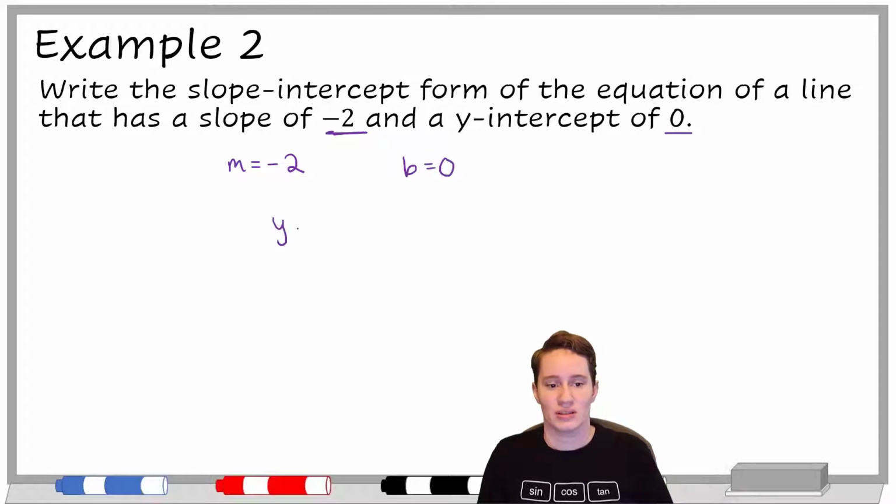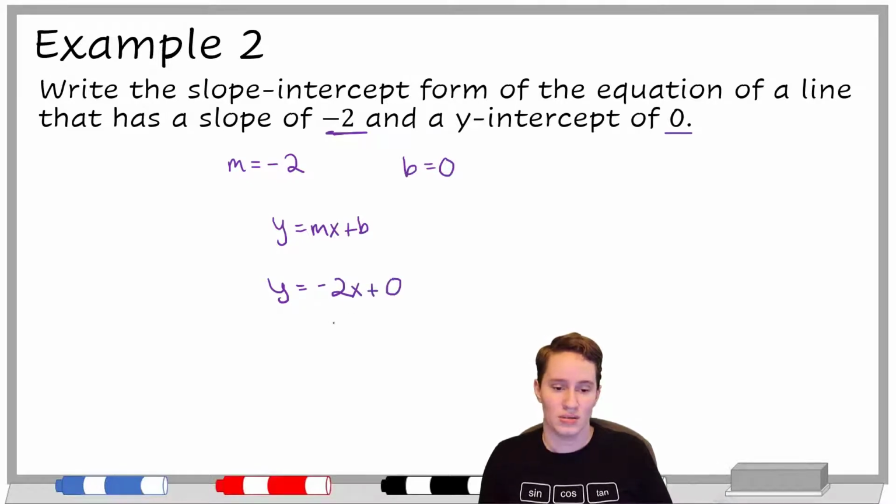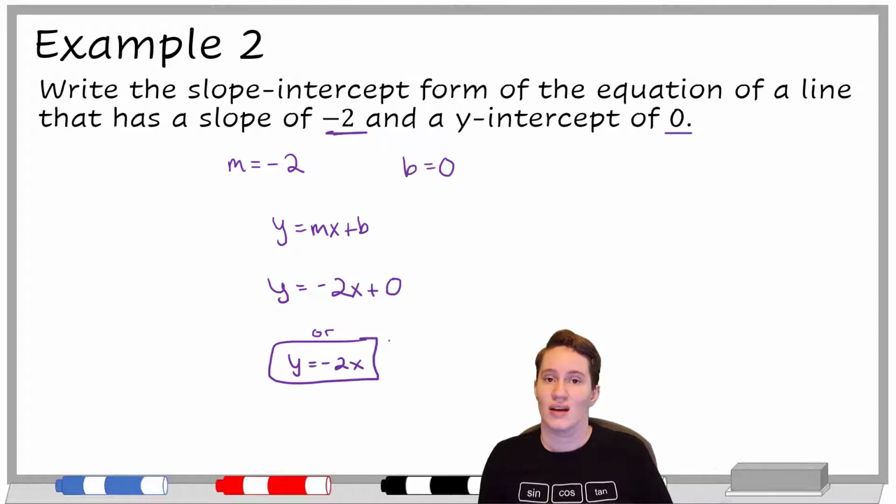So we plug this into y equals mx plus b, and that gives us y equals -2x plus 0, or even better, we could write that without the plus 0 and just have y equals -2x. And that'd be our answer. And that's it. Now, let's make it just a little bit harder.